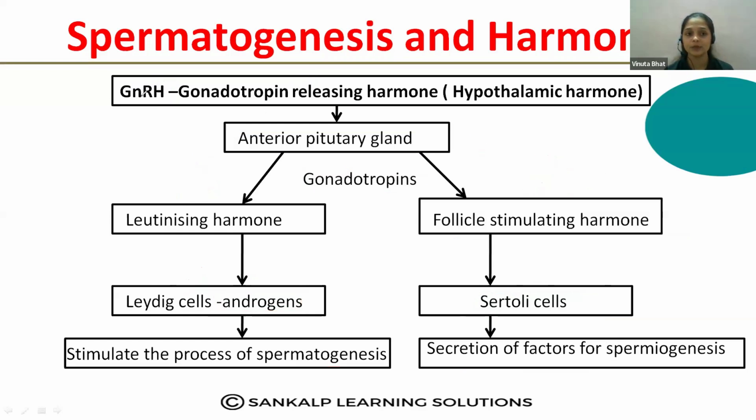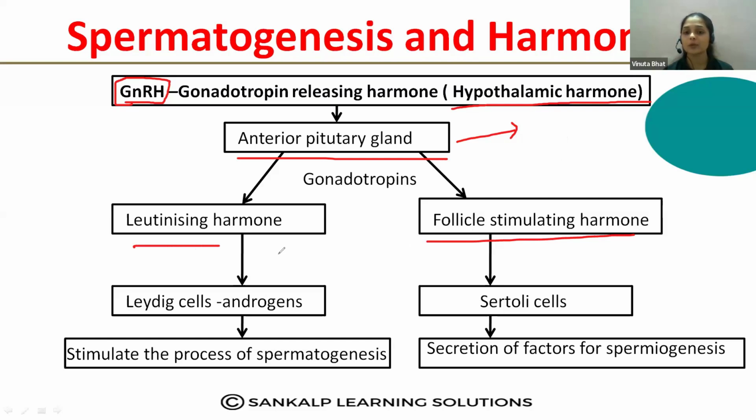Gonadotrophin releasing hormone, GnRH, is also important. It is also called the hypothalamic hormone, and it acts on the anterior pituitary. So my question is, the anterior pituitary gland releases the gonadotrophins. Which are the two gonadotropins? They are LH and FSH, luteinizing hormone and follicle stimulating hormone.